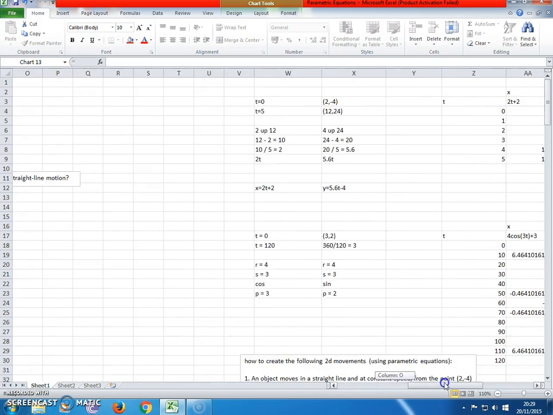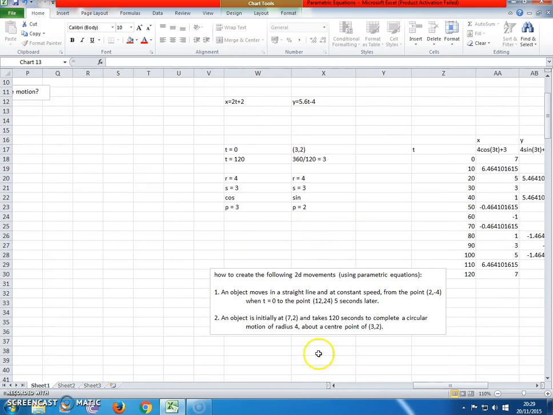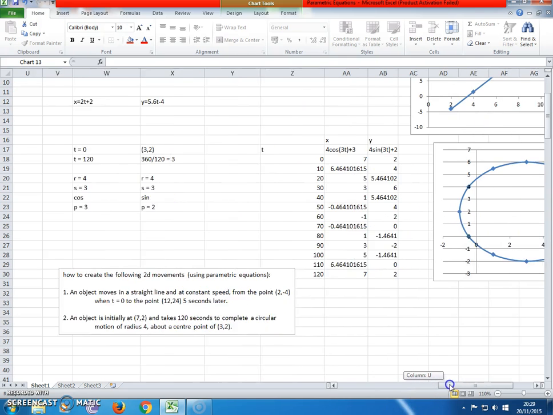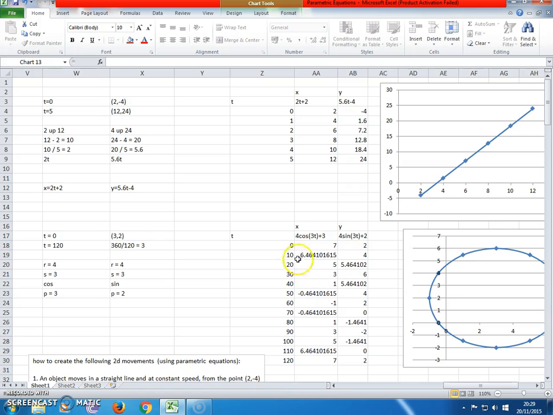Now the second one that you saw was going to be a circle. An object is initially at 7, 2 and takes 120 seconds to complete a circular motion of radius 4 about a center point 3, 2. If you look at that, the difference between 3 and 7 is obviously 4. That's on the x-axis, so it's going to go from the center position to the right, and that's our starting point. Then it's going to move in a circular motion. It doesn't say a direction, so we're free to use whichever one. We're better off starting with cosine, because it starts here, and it doesn't matter which direction it moves, because we already have our starting point.